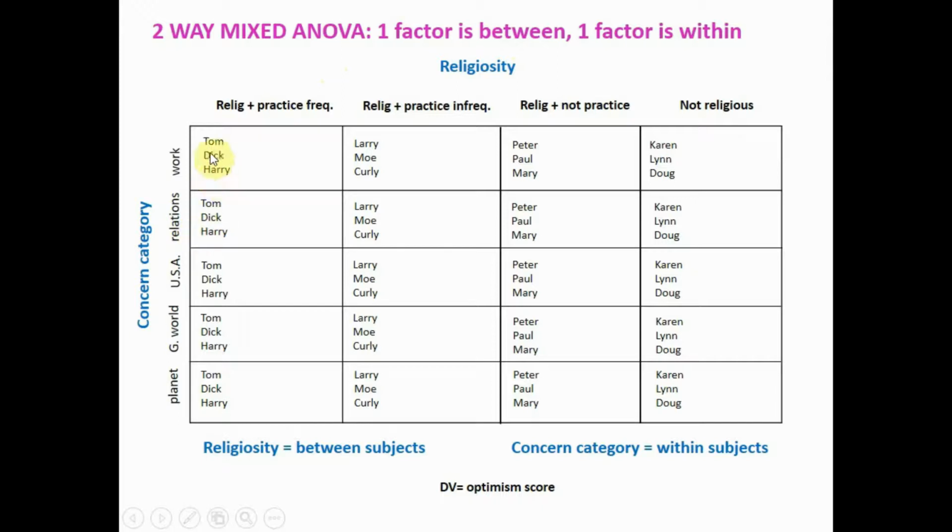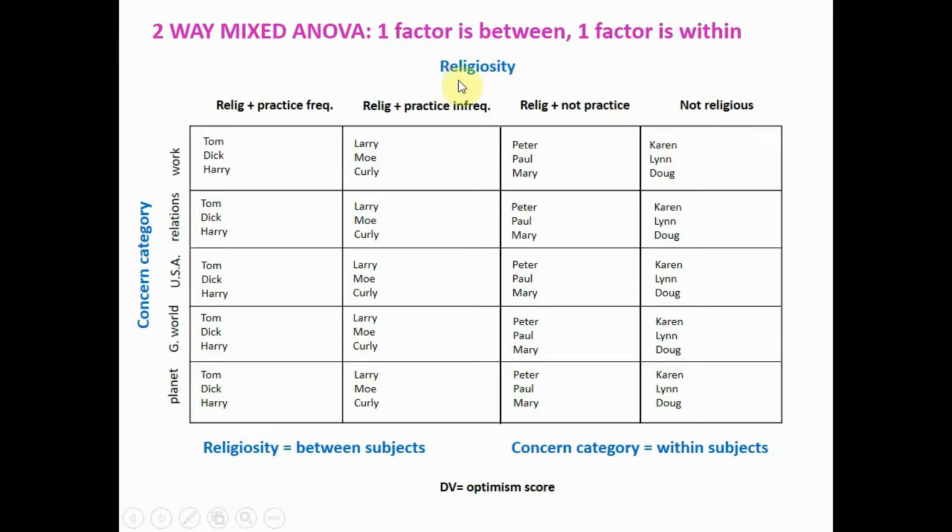Now I know there's lots of stuff going on in this slide, but just bear with me. So Tom, Dick, and Harry are religious and practice frequently. But a different group of people, Larry, Moe, and Curly, are religious and practice infrequently. And then we have Peter, Paul, and Mary, who are religious but do not practice. And then these individuals are not religious at all, and that's Karen, Lynn, and Doug. And just so you know, yes, I ran out of trios, and so these are my siblings, Karen and Doug.